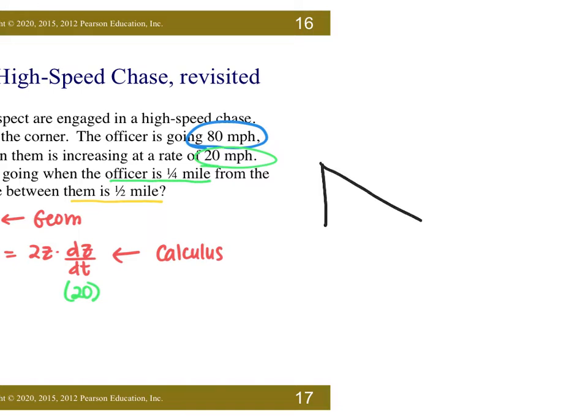Okay, and we're freeze framing now this moment. We know that the officer is 1/4 and we know that the distance between them is 1/2. That leaves x down here. So this was the y, this was the z. I should be able to figure out the value for x using the Pythagorean theorem.